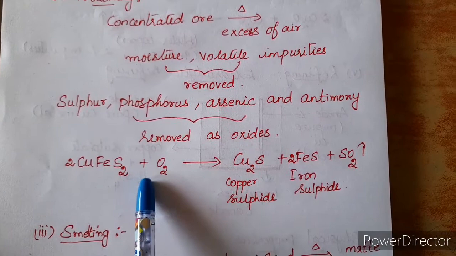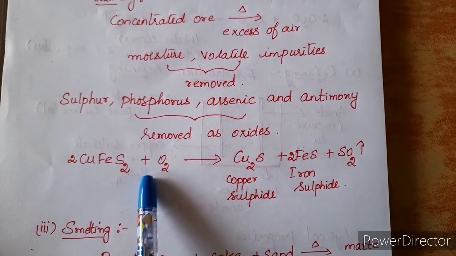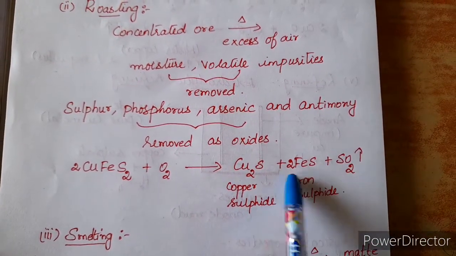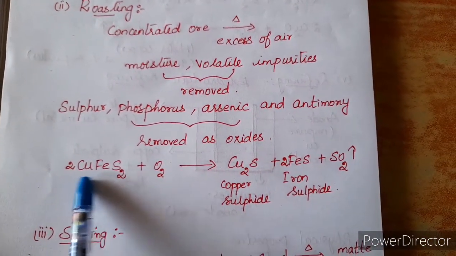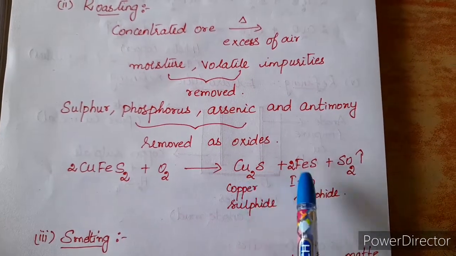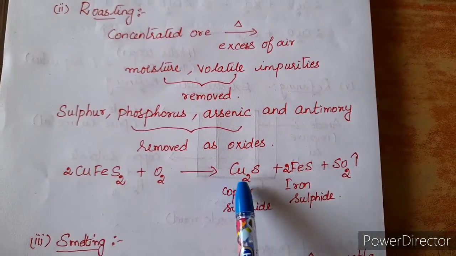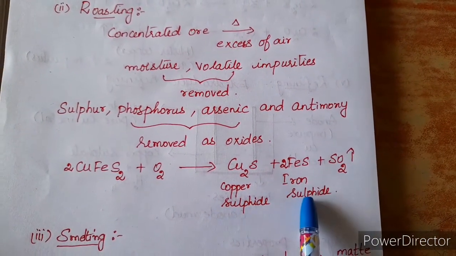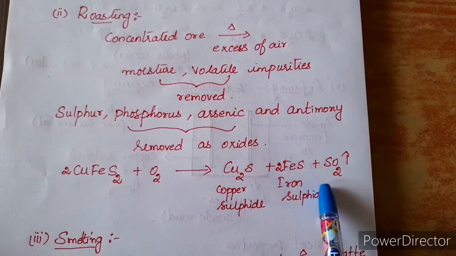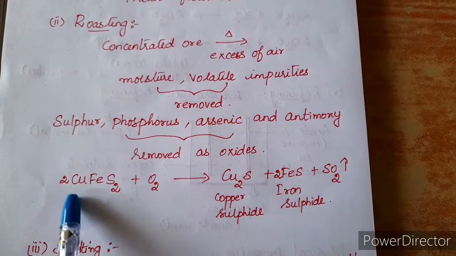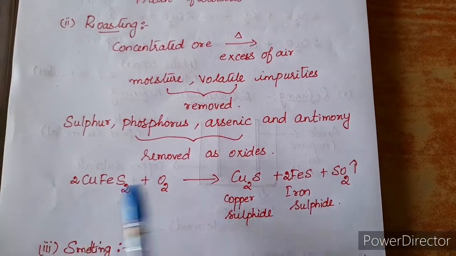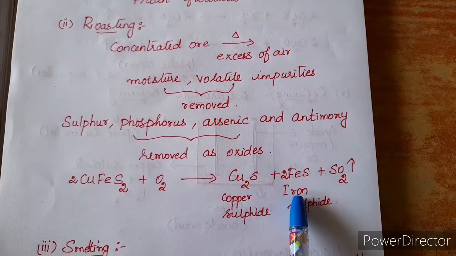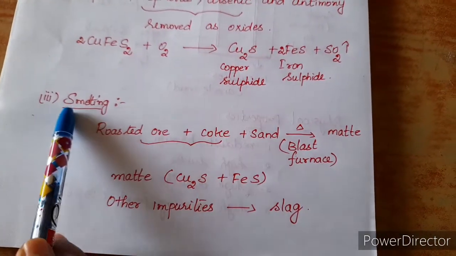So when this is heated or when this is roasted in excess of air, you will get copper sulfide and iron sulfide. So here you have the combination of copper and iron, isn't it? Now this gets separated, and copper sulfide, that is Cu2S, and FeS is formed along with the liberation of sulfur dioxide. So in roasting, the copper ore, that is copper pyrite, is converted into sulfide of copper and sulfide of iron. Now next is the smelting process.